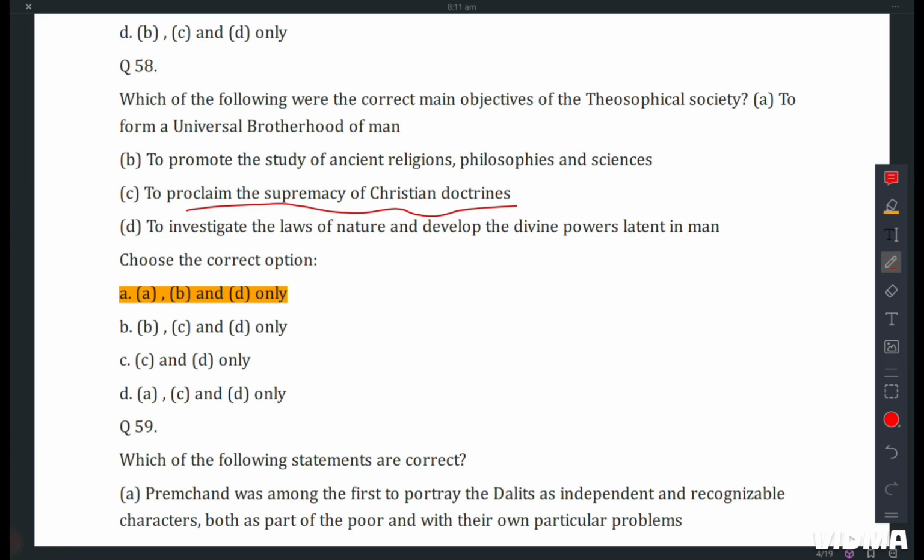And who was the person who was associated with Theosophical Society and was very active in the freedom struggle? She was Annie Besant. She founded the Theosophical Society in India, at Adyar, along with Henry Steele Olcott. Its headquarters was in Chennai, and she was the Society's president from 1907 to 1933.